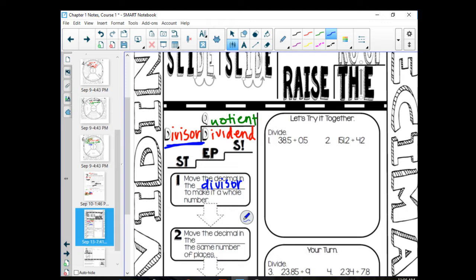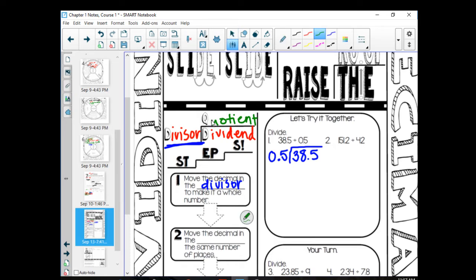We're going to do the first example as we do this. So this is 38.5 divided by 0.5. Whatever you're dividing by is the divisor. So we're taking 0.5 and seeing how many times it can go into 38.5. You have to know how to set that up. Your divisor cannot be a decimal, so move the decimal in the divisor to make it a whole number.